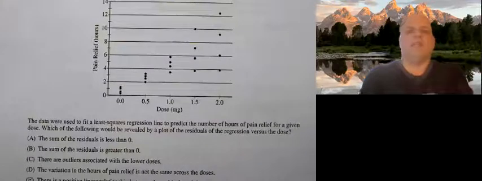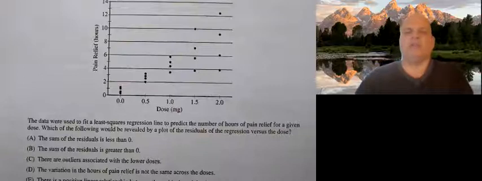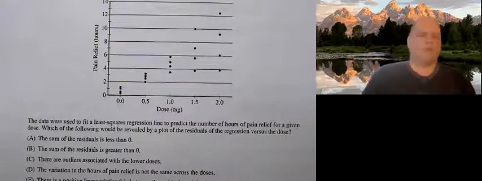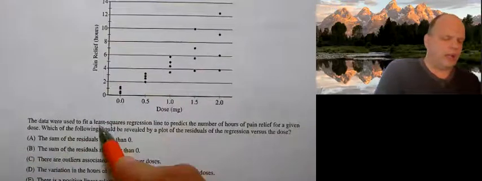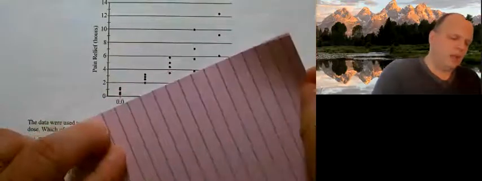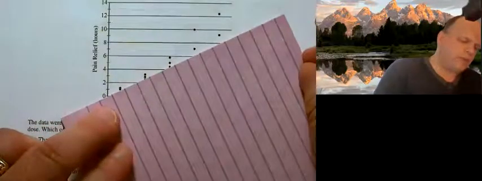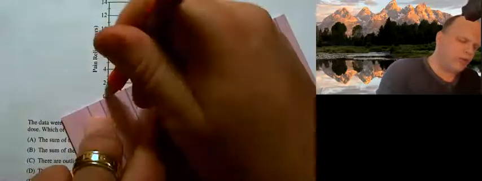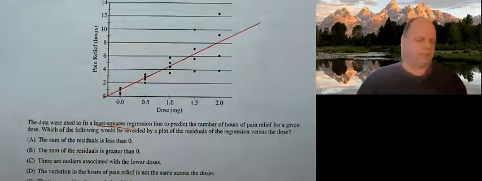The data were used to fit a least squares regression line to predict the number of hours of pain relief for a given dose. Which of the following would be revealed by a plot of the residuals of the regression versus the dose? First off, if they're fitting a least squares regression line, we should do the same and just see what we have. I'm not sure exactly where it's going, but probably somewhere about here. And there's my least squares regression line.